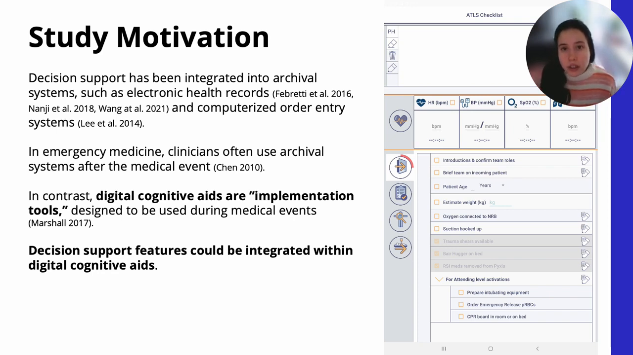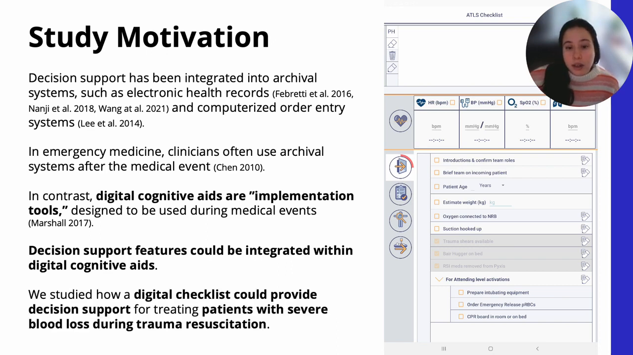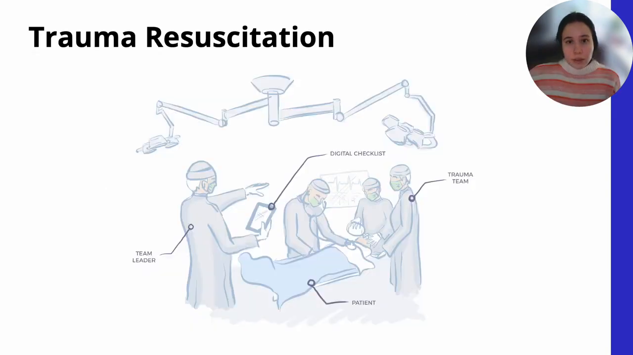In contrast, digital cognitive aids like checklists are implementation tools specifically designed to be used by the clinicians during the medical event. Because these tools are being used by the clinicians during the event, decision support features could be integrated within digital cognitive aids. In this study, we examined how a digital checklist used during pediatric trauma resuscitation could provide decision support for identifying and treating patients with severe blood loss.